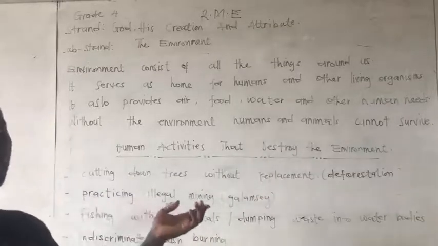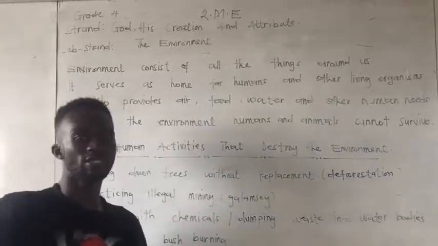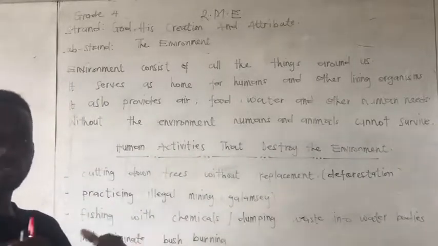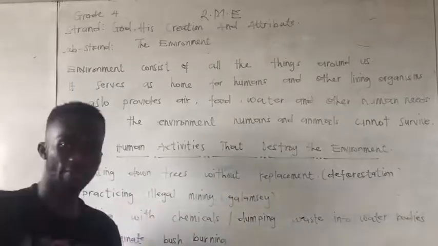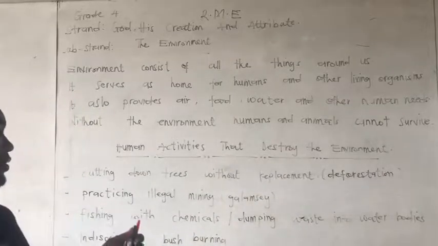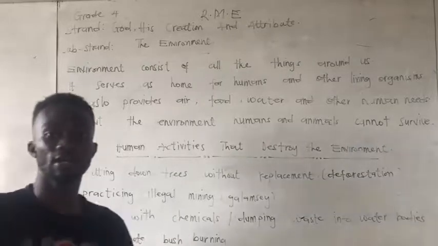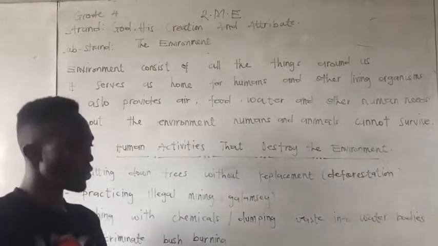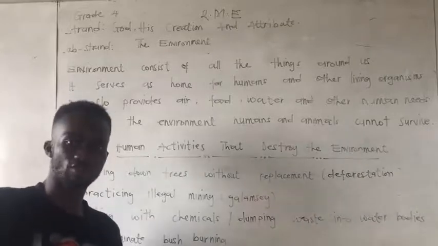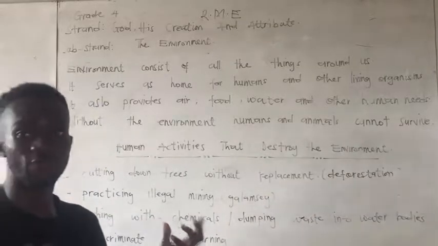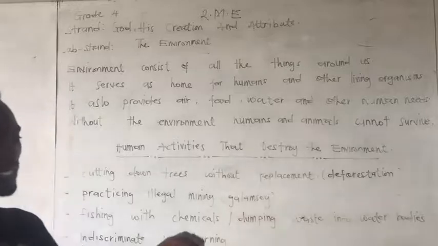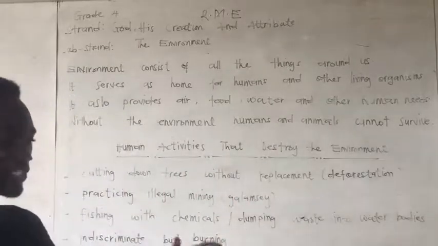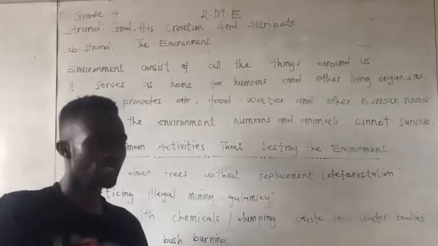Practicing illegal mining, in brackets, galamsey. When we engage in illegal mining, we destroy our water bodies, and then we also destroy our land. You know, we use our land to cultivate crops which provide us food. So when we indulge ourselves in illegal mining, we destroy our water bodies and our land.